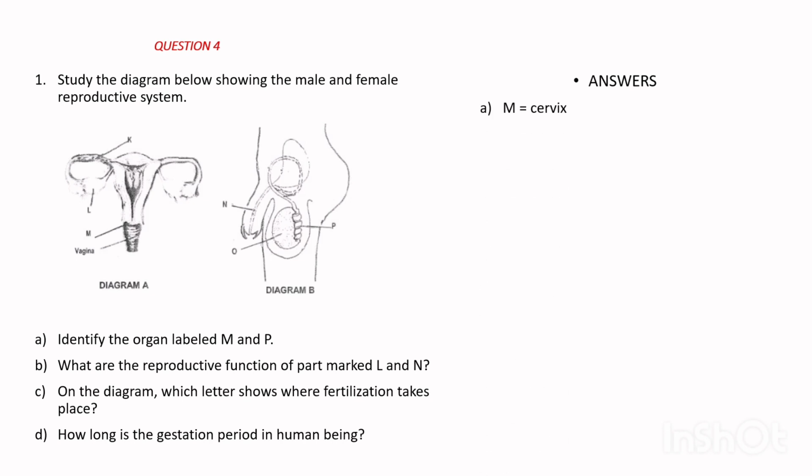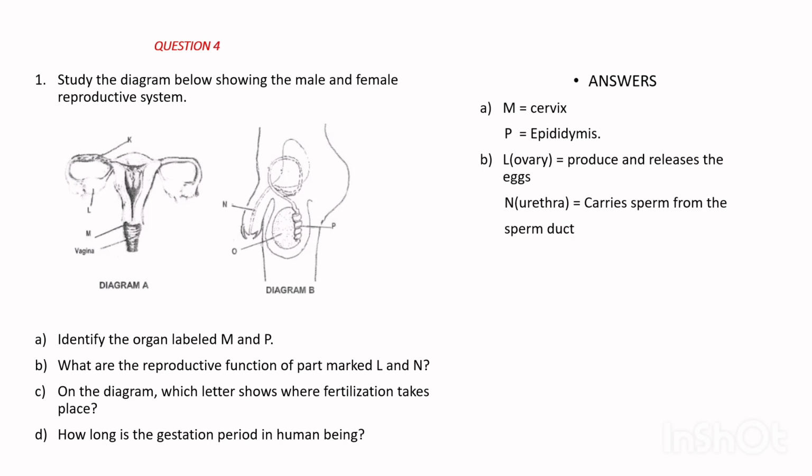So part labeled M, we are saying the cervix. Part labeled P, the epididymis. Question B. What are the reproductive functions of part marked L and N? So L, we are saying L are ovaries. What is the function of the ovary? To produce and release eggs, which are also called ova. And then N, which is the urethra, carries sperm from the sperm duct.